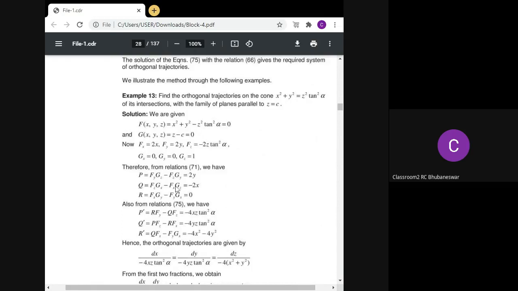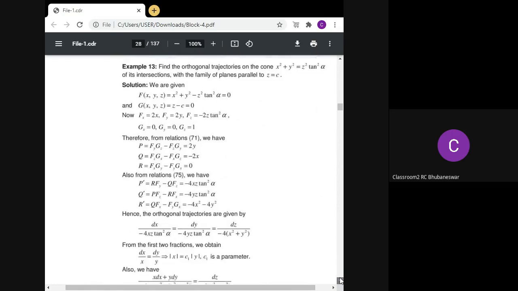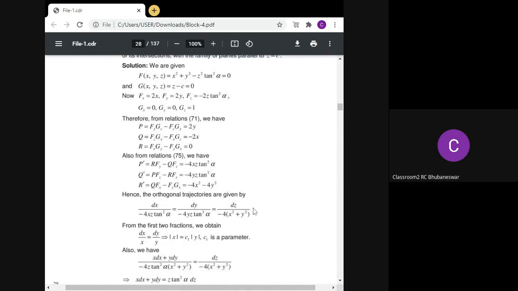Now, after calculating the values of p, q, r, again we are calculating the values of p dash, q dash, r dash, and again we are using the same formula that was discussed earlier in the general discussion. So here these are the values of p dash, q dash, and r dash. After getting them, the orthogonal trajectories will be given by the relation dx by p dash, dy by q dash, and dz by r dash that has been obtained here.